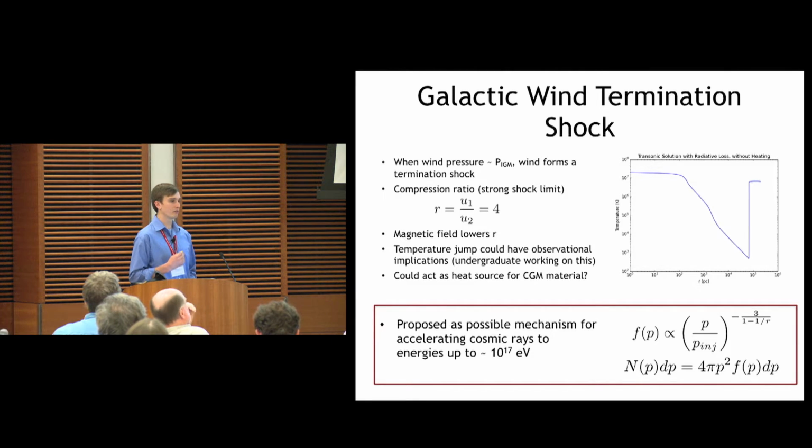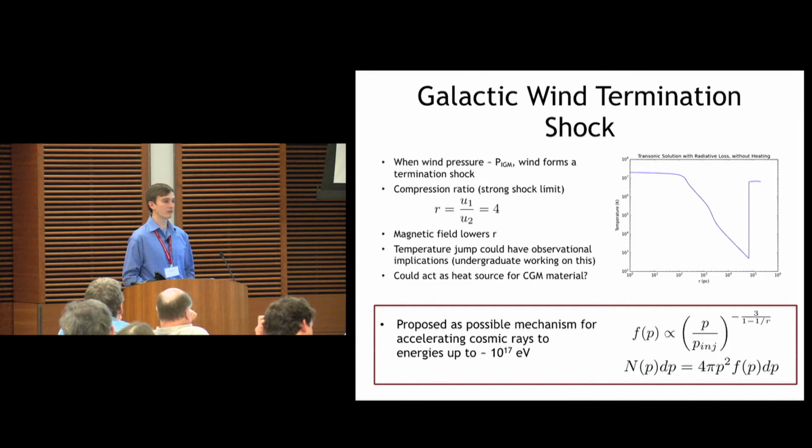We can see how some sort of assumption on the magnetic field plays into that shock and how it affects the compression ratio. And we think it could be really interesting to look at the observational implications of this termination shock, because it could also act as a very good heat source for CGM material. Another thing that I've been looking at a bit lately is making estimates of how you can accelerate cosmic rays using this galactic wind termination shock. It's been proposed that you can accelerate cosmic rays to energies greater than 10^17 eV, and we are currently making some estimates to see how valid that would be.